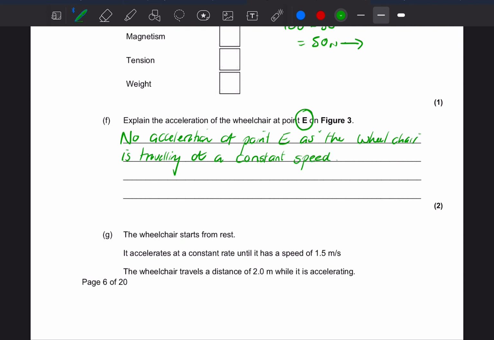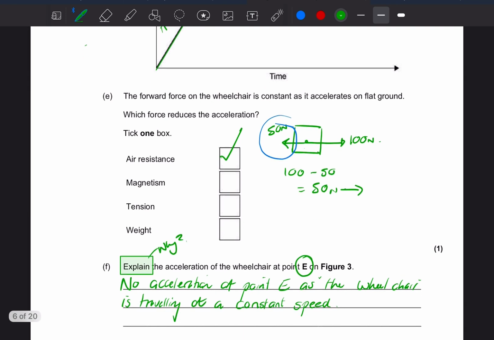Okay, so we've described it, but we have actually been asked to explain it. So explain means say why. So why is there no acceleration? We can go back to this diagram here. In this diagram, there was acceleration because the forward force was bigger than the backwards force.